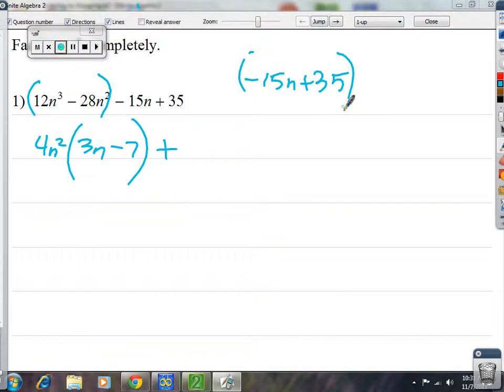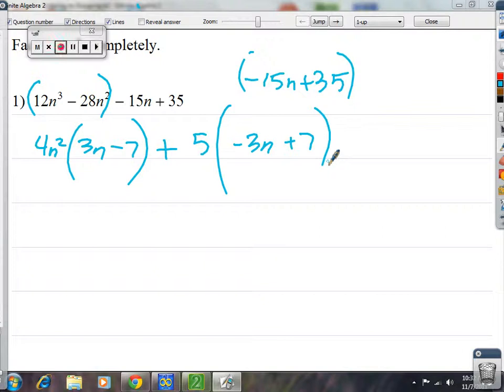If you factor out a GCF of 5, you're going to get this. 5 times what's a minus 15n? So minus 3n, and 5 times what's 35? Plus 7. So now let's look and see what we got. And you're going to notice this: the first one you got 3n minus 7, and the second one we got a minus 3n plus 7. So they're not exactly the same. So we're kind of done.